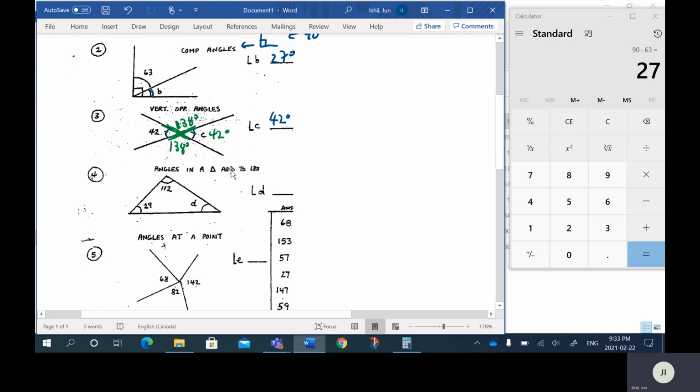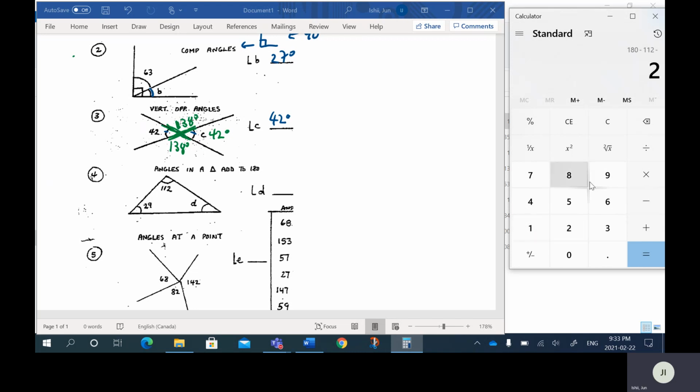Next up, angles in a triangle add to 180. So if I know two angles in a triangle, I can always find the third. Basically, what I'm going to do here is take 180, subtract 112, minus 29. This turns out to be 39 degrees.